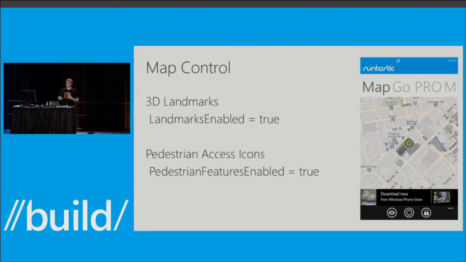Once you've selected your base map, there's a few extra switches you can use. One is to show those 3D landmarks. That's very simple. It's right on the map control. It's called LandmarksEnabled. You just set that to true, and you're all set. And then to turn on all the stairs and elevators for pedestrian traffic, you just have to set PedestrianFeaturesEnabled equal to true.